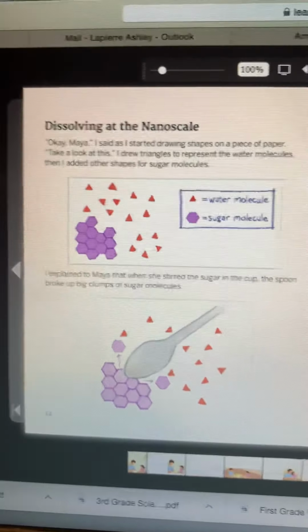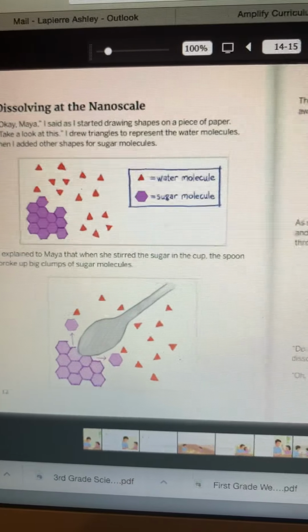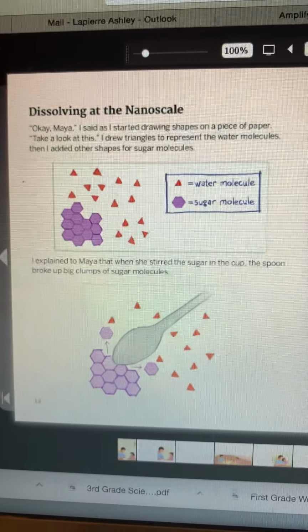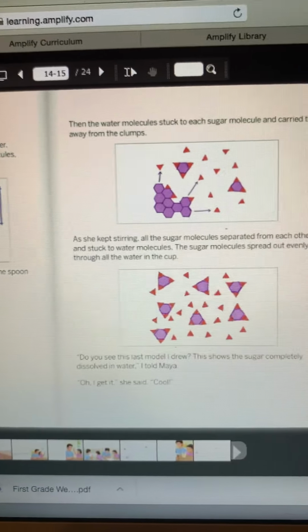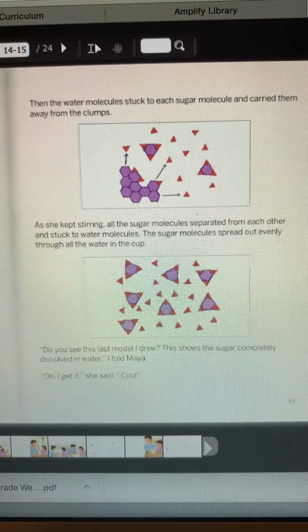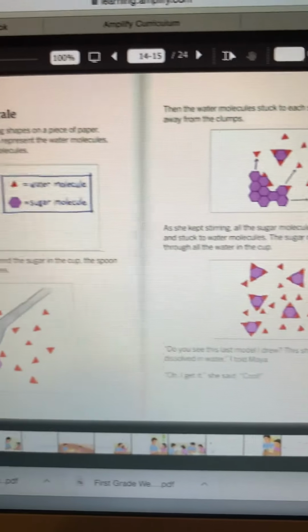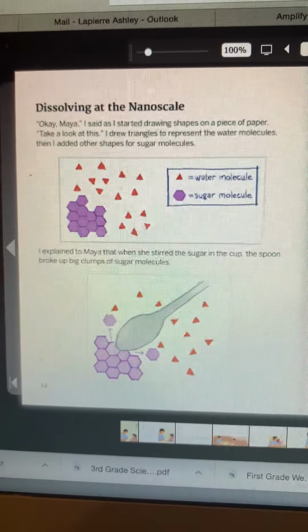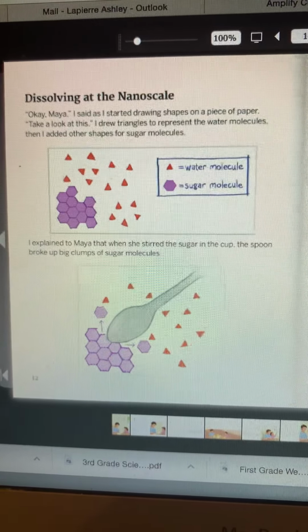So here's some pictures that Diego made. I'm just going to show you because I think these pictures are really cool. The water molecule is the triangle. The sugar is the hexagon that's purple.